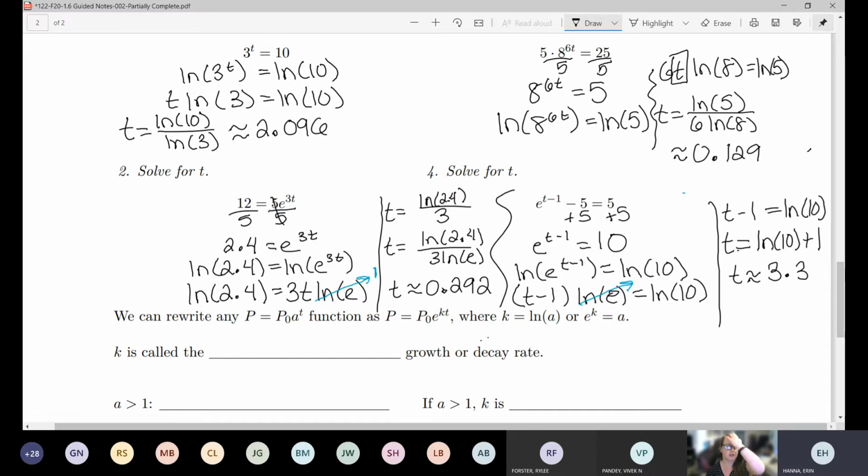Questions, concerns on solving using logarithms? Okay.